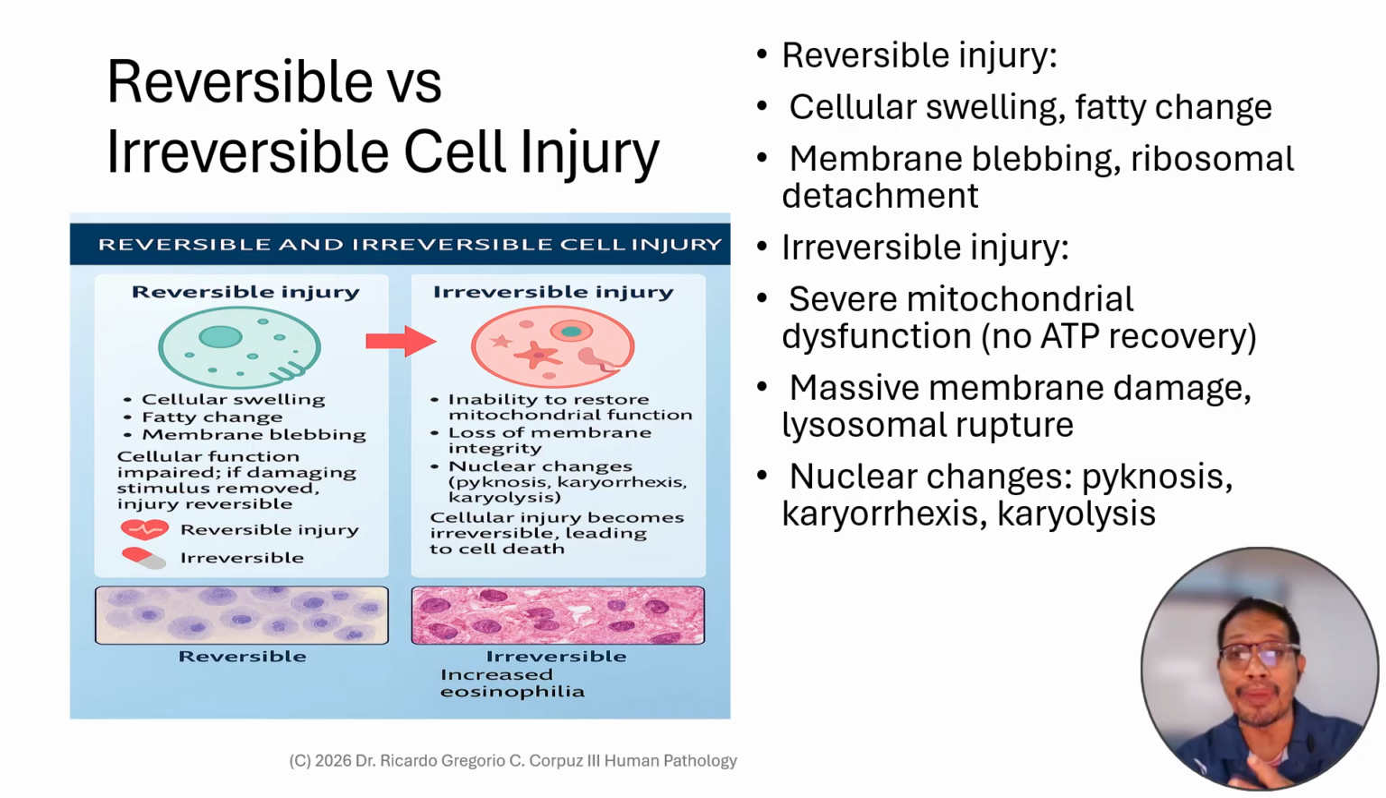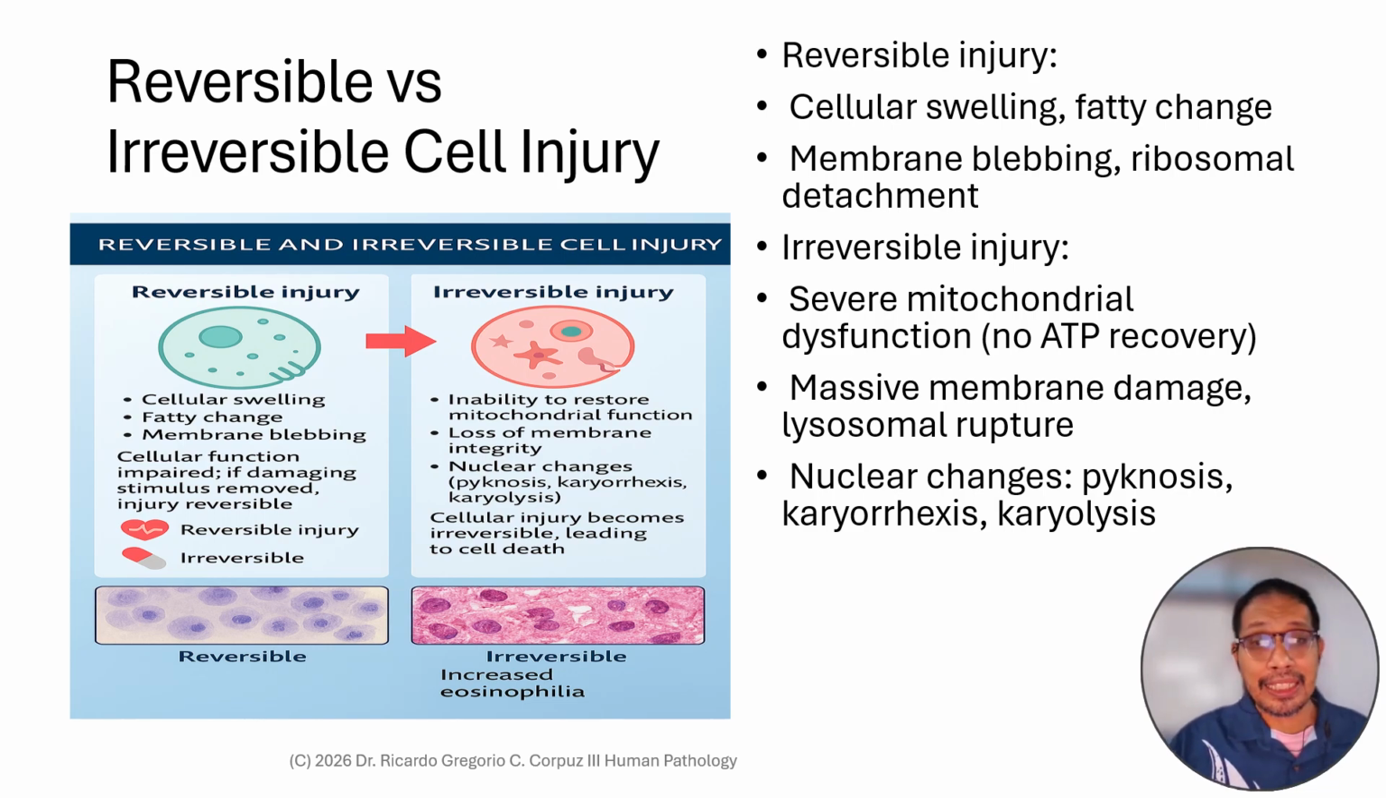First, the inability to restore mitochondrial function. Once mitochondria lose the capacity to generate ATP, even after reperfusion or removal of stress, the cell is committed to death. Without ATP, ion pumps fail, calcium accumulates, and destructive enzymes become activated.